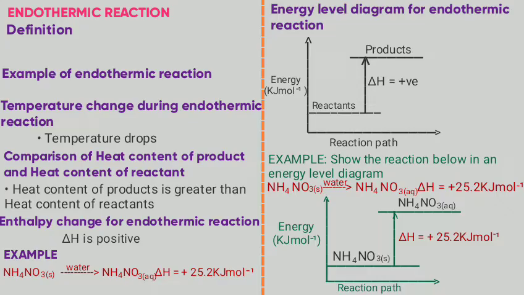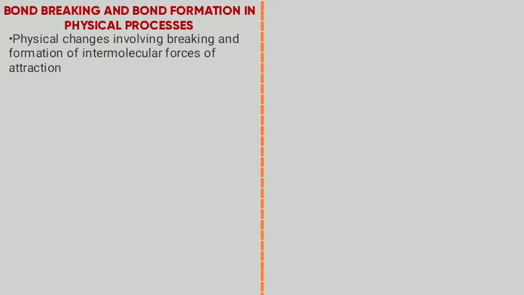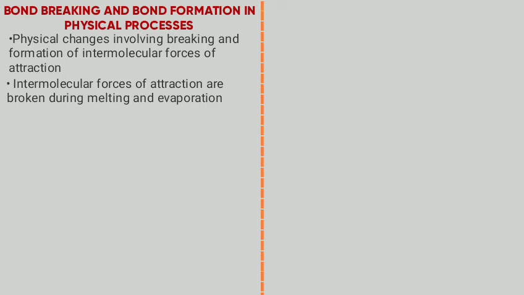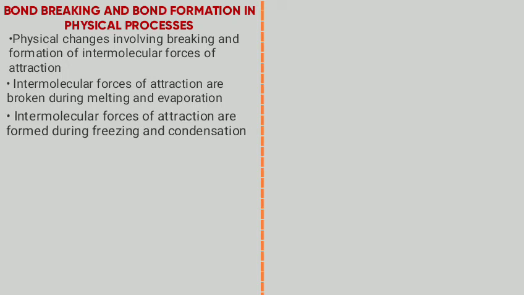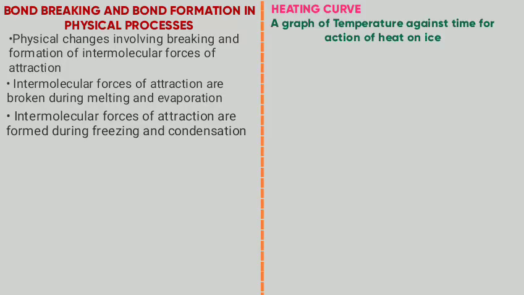Now let's look at bond breaking and bond formation in physical processes. Physical changes involve breaking and formation of intermolecular forces. Intermolecular forces are broken during melting and evaporation. Intermolecular forces are formed during freezing and condensation. The diagram below shows a heating curve. That is a graph of temperature against time for water heated from ice to steam.